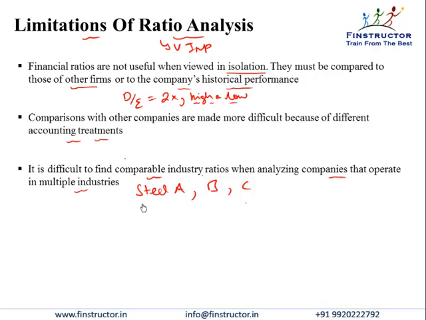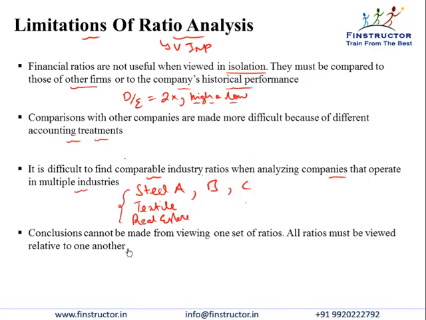However, if company A has a steel business, a textile business, and a real estate business, then to find a comparable company exactly to company A, that is another company that is exactly in these 3 businesses in the same proportion, is going to be relatively difficult. So for conglomerates, finding comparables is a relatively tougher job. Now, one set of ratios will never give me the complete picture. So conclusions cannot be made from viewing just one set of ratios. All ratios must be viewed relative to one another before I can make an overall judgment about the company.